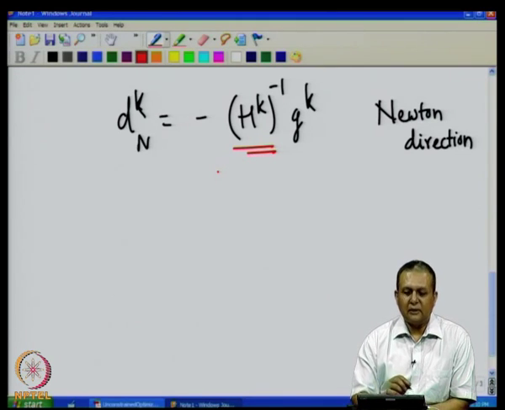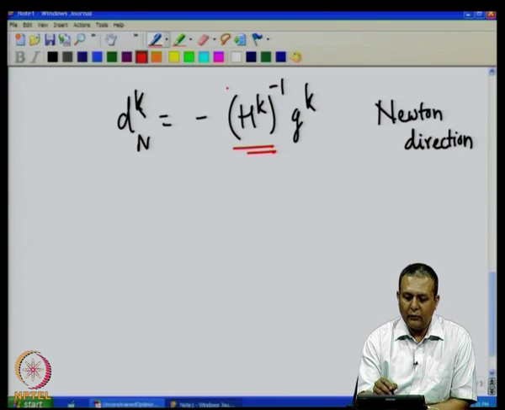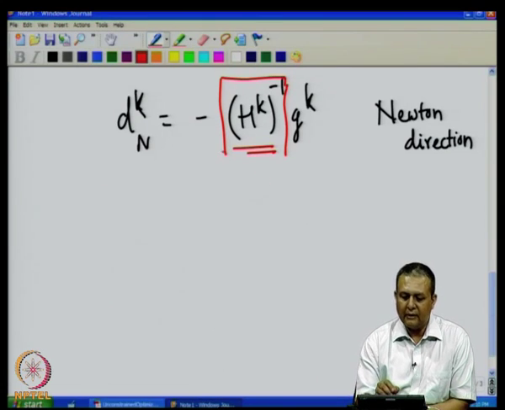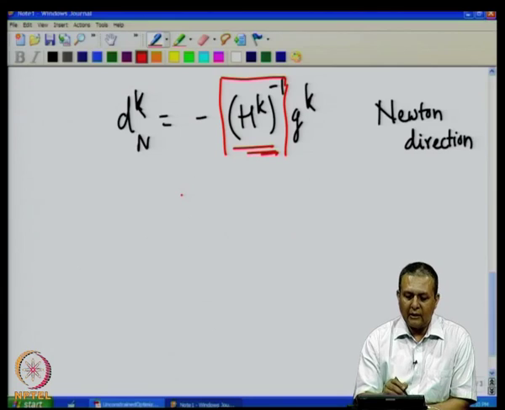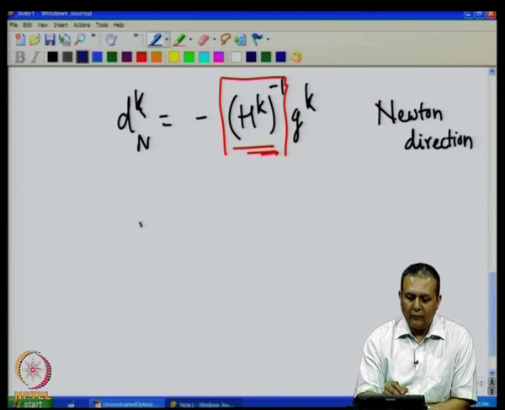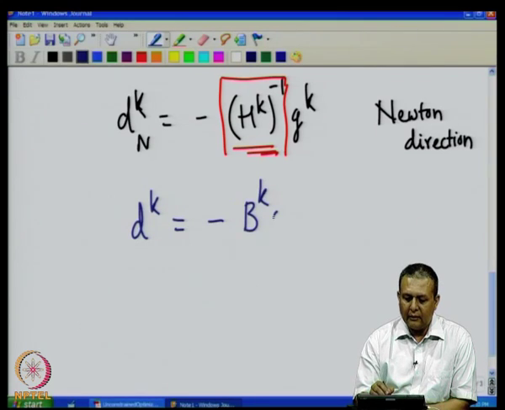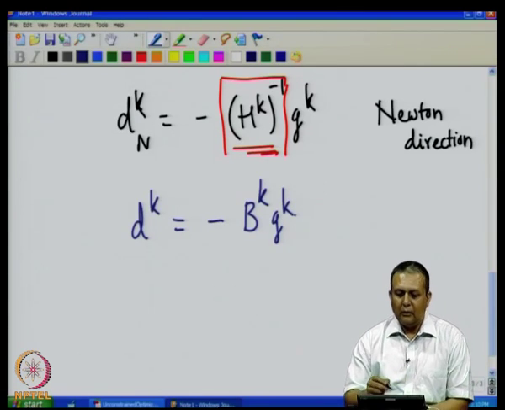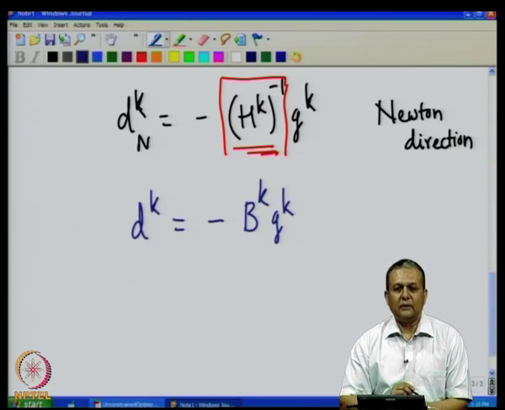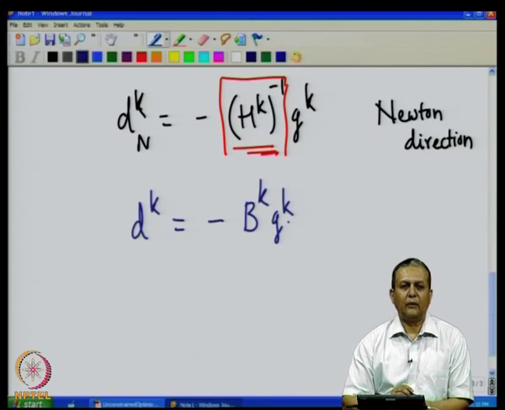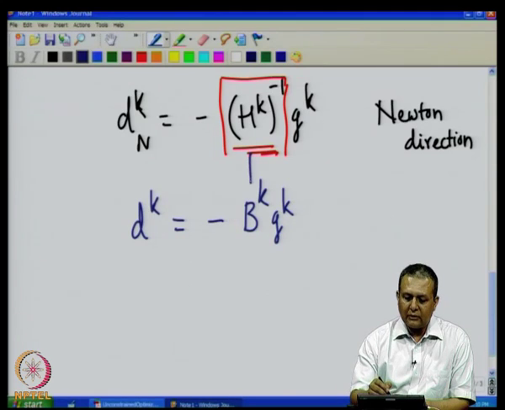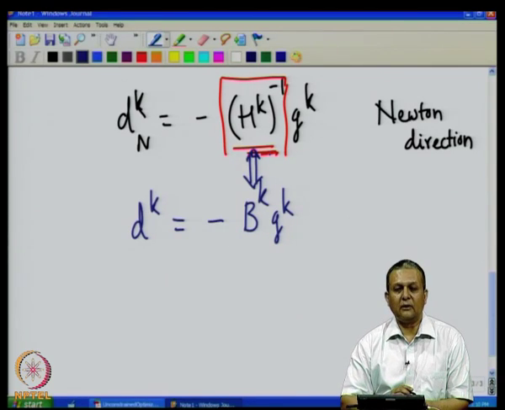a set of methods were suggested, and what they do is that they approximate this Hessian inverse by a matrix Bk, and then choose the direction dk to be minus Bk gk. Now, if Bk is a positive definite matrix, then we know that the direction dk is a descent direction. Now, how good is this approximation? That is the question that we would like to answer.